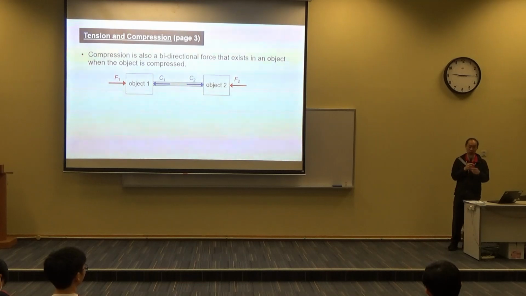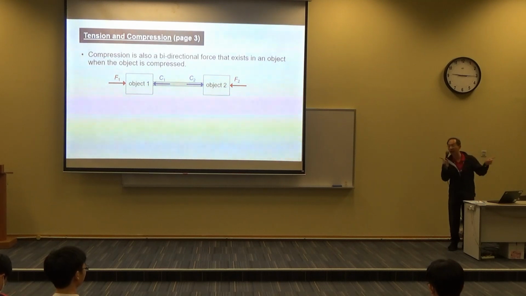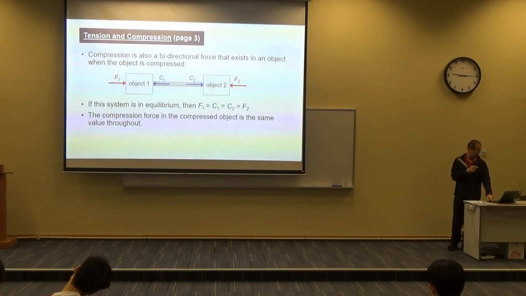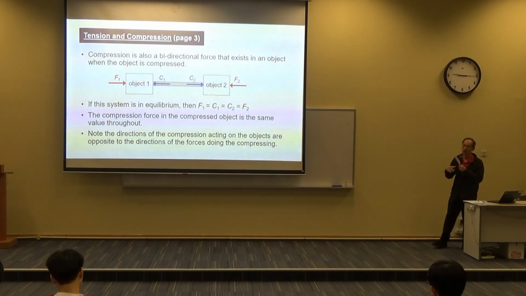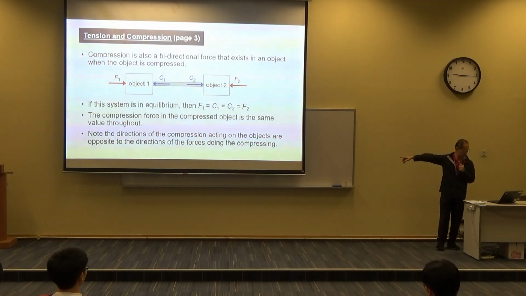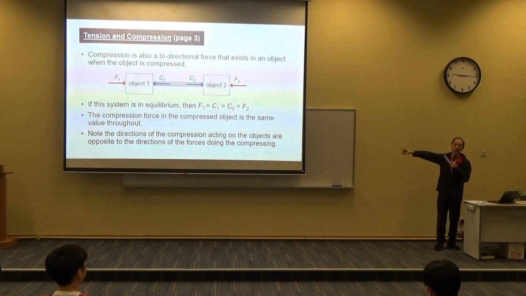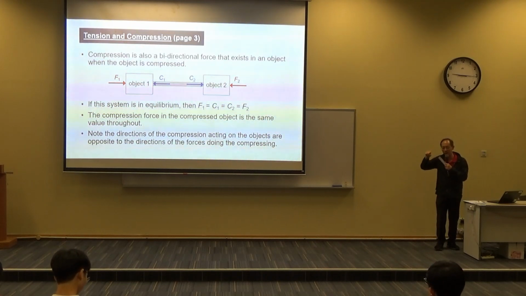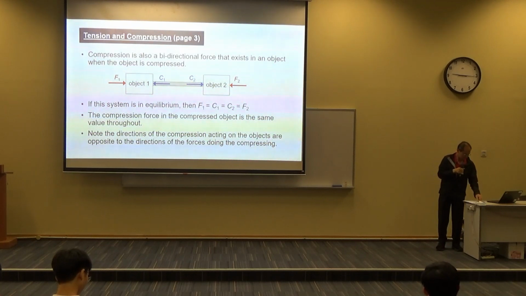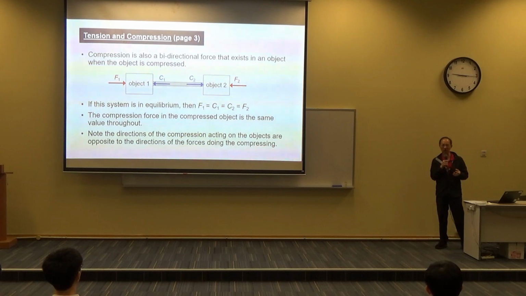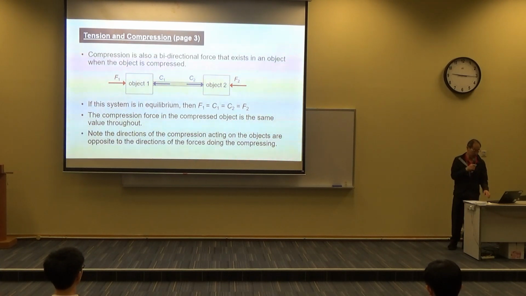So what happens when you apply these two forces F2 and F1, the object will provide two forces that point out. And again, the key thing you will notice is that the directions of the compression acting on the object side will always be opposite to the forces that are responsible for creating the compression. So I assume I've written enough there for you to read.